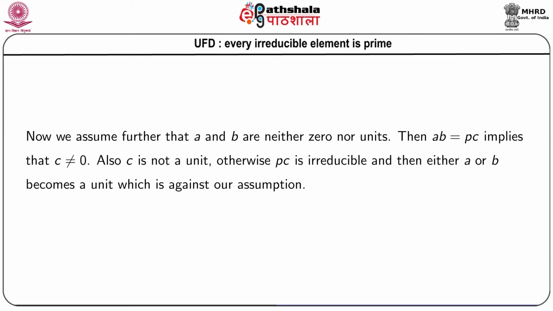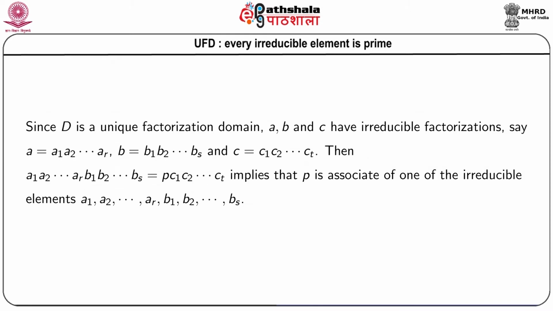Thus, we have A, B and C are neither 0 nor units, and since it is a unique factorization domain, all these three elements A, B, C have unique irreducible factorizations. Assume that they are A1, A2 up to Ar for A, B1, B2 up to Bs for B, and C1, C2 up to Ct for C. Then AB equals PC implies that A1, A2 up to Ar into B1, B2 up to Bs is equal to P into C1, C2 up to Ct.